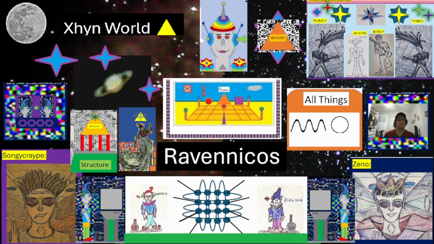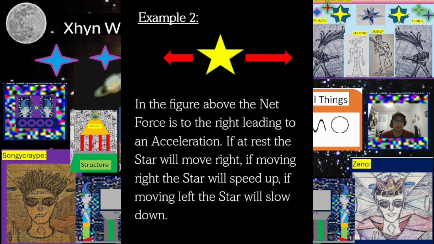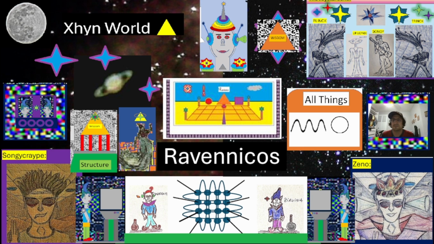Example 2. In the figure above, the net force is to the right, leading to an acceleration. If at rest, the star will move right. If moving right, the star will speed up. If moving left, the star will slow down. If the force is in the same direction as the motion, the object will speed up. If the force is in the opposite direction as motion, the object will slow down. If the object is not moving, whichever way the force points, the object will accelerate in that direction.